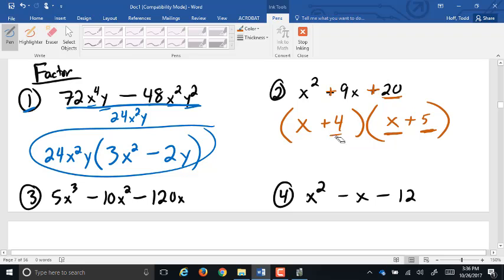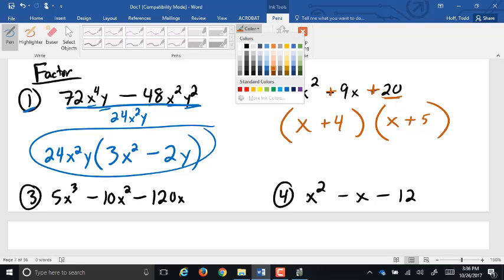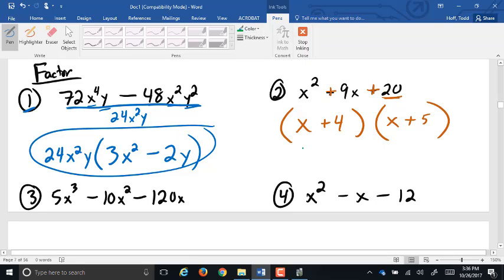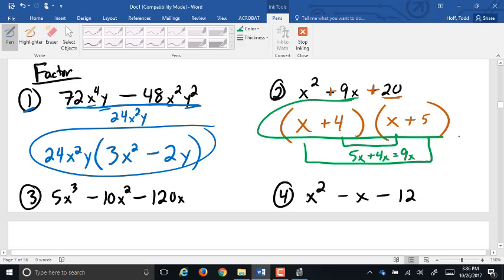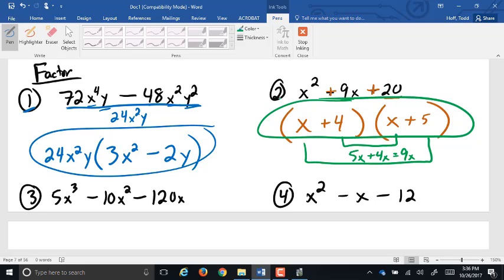Now to be sure, we double check. Remember, we're doing FOIL in reverse. We've done the first and the last. We have to do the outside and the inside. On the outside, we have x times 5 is 5x. On the inside, we have 4 times x is 4x. That adds up to 9x. So that is what we wanted. So x squared plus 9x plus 20 factors out to be x plus 4 times x plus 5.